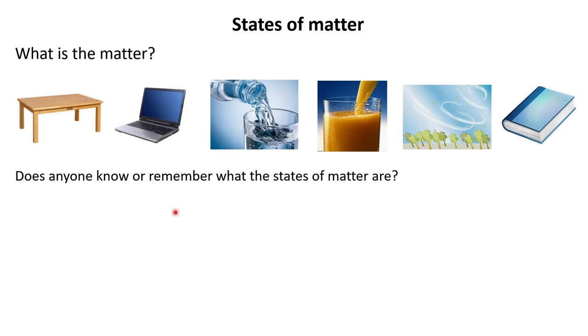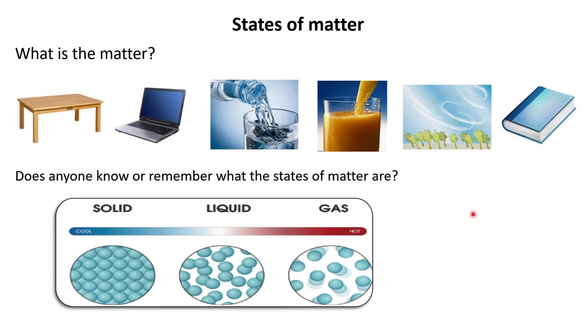Does anyone know or remember what the states of matter are? Actually, everyone knows that solids, liquids, and gases are the three states of matter. But there is a fourth state of matter. Does anyone know anything about it?